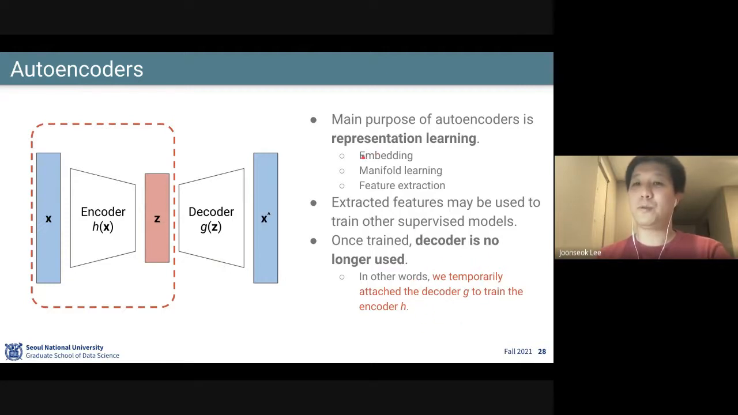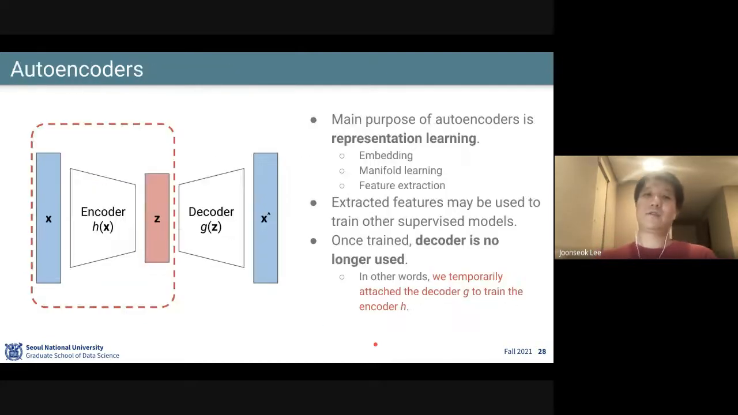So we can do some embedding, manifold learning, or feature extraction. These terms are just indicating basically the same thing. And that's all everything I already mentioned. So we can say that we temporarily attach this decoder to this encoder model to train this. There is a reason that I mentioned this, because we are going to see the opposite case in the later models. Okay.